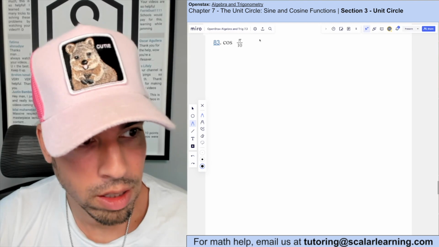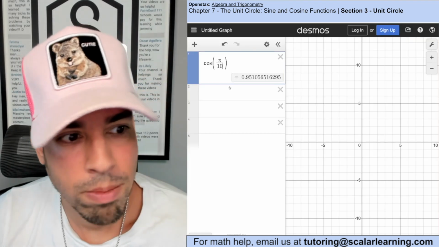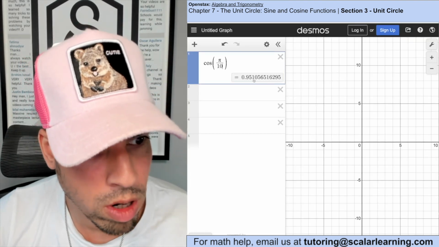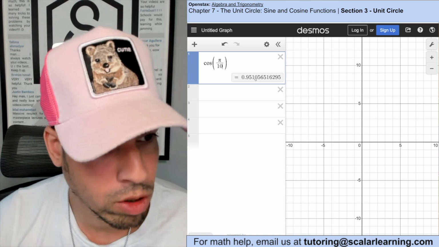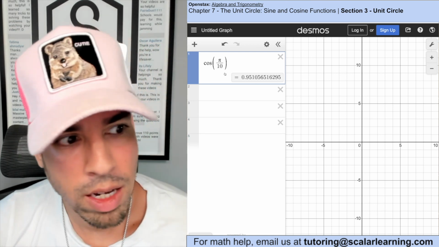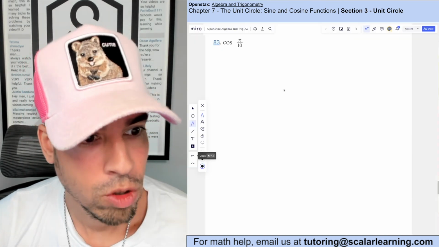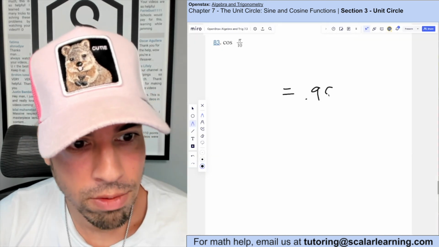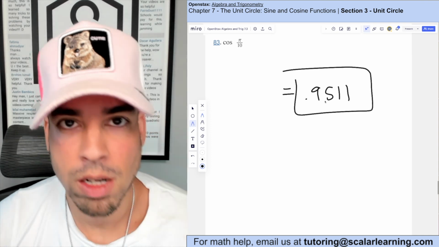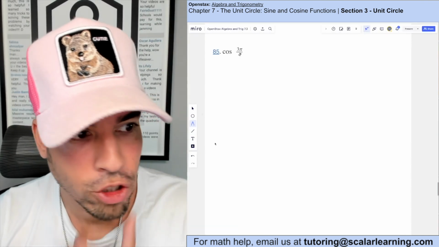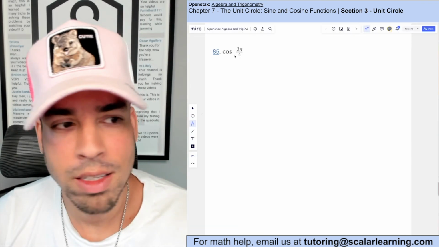So for this one, since it's not in the unit circle, we're going to have to use a calculator to get the approximate value. So cosine of pi over 10 is 0.951, and then that would round up to 1 if we're going to the nearest 10,000th. And again, make sure we're in radians mode because we're using radians, not degrees. So our answer is 0.9511. Boom, done.